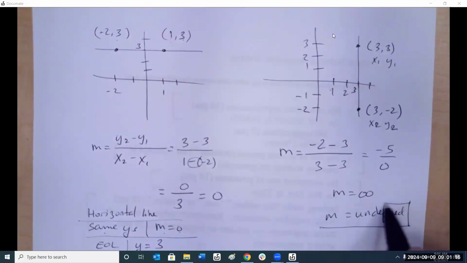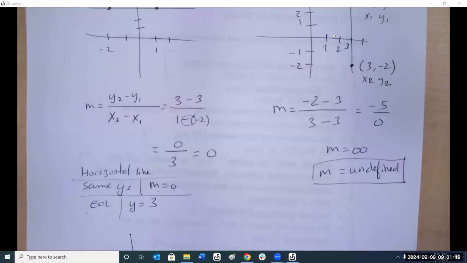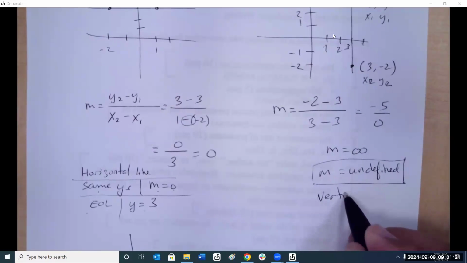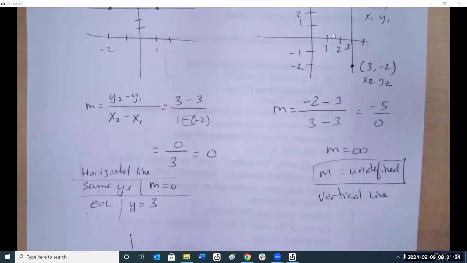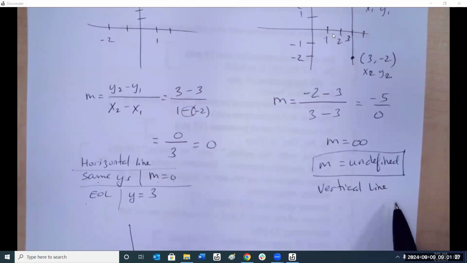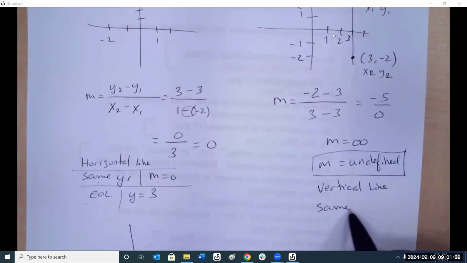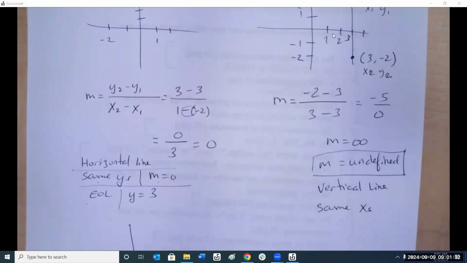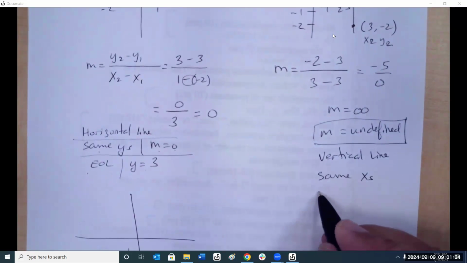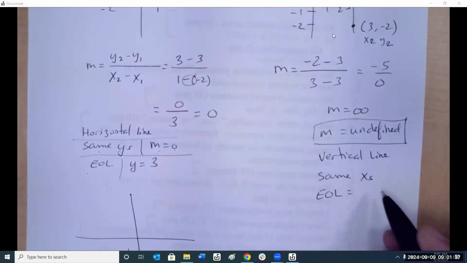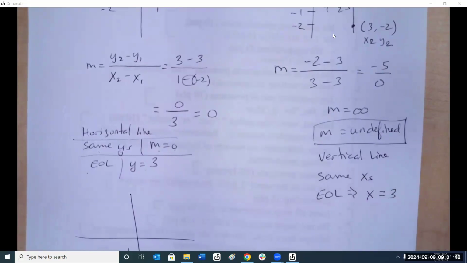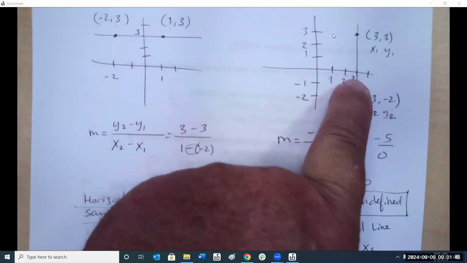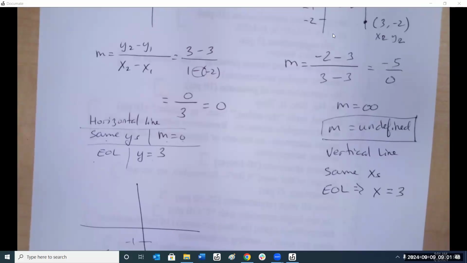If the slope is undefined, it's a vertical line. How do you know it's going to be a vertical line? Same x values. The equation of a vertical line is x equals whatever that number is. In this case, since it crosses through 3, x equals 3 is my equation of the line, because it has no y values in it. It never crosses the y-axis.